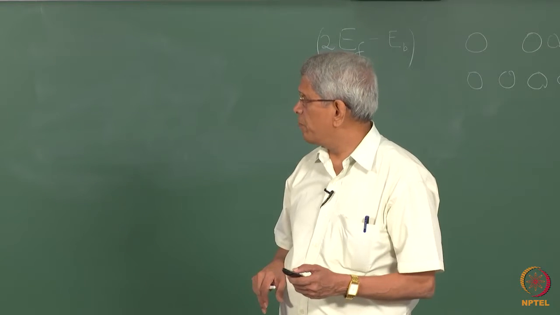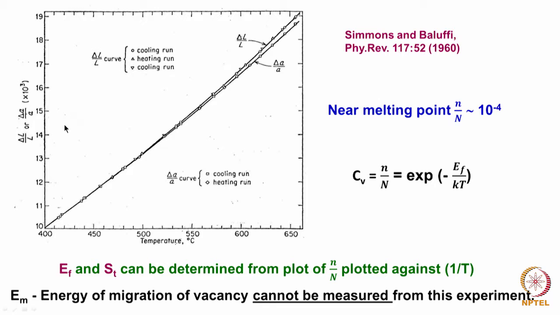But from this plot, if we plot n by N versus 1 by T, we can get information about only the formation energy. We can't get any information about the migration energy. If we have to understand the kinetics of diffusion or the diffusion characteristics, we should also know how fast the vacancies move. That information cannot be obtained from this simple experiment, for which we have to do experiments involving resistivity, which is another technique with which it could be done. Similarly, the positron annihilation technique could be used to find out the vacancy concentration.